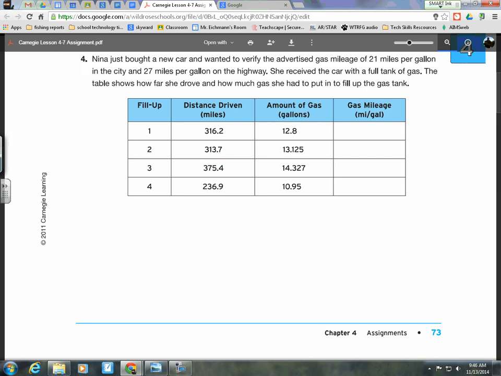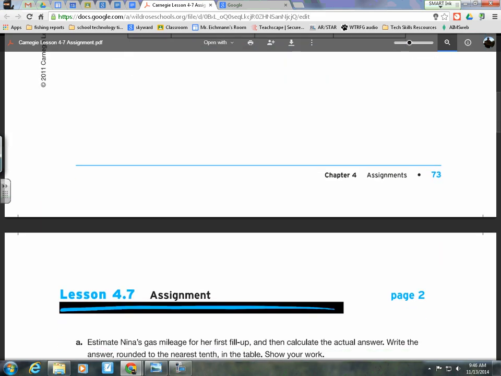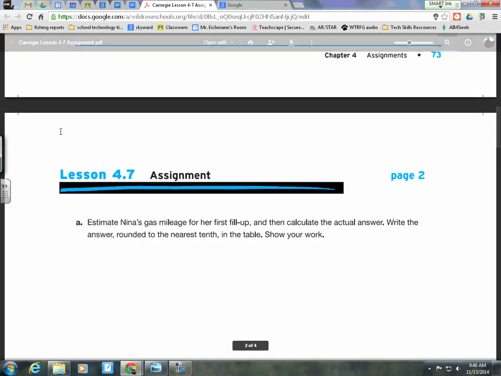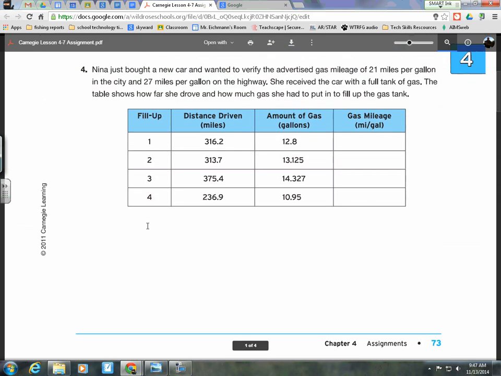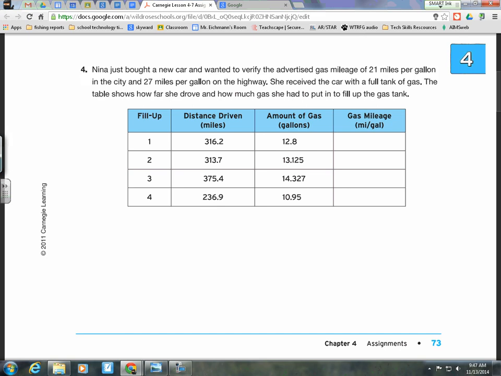Now, this whole packet is spent filling in these blanks right here, right here, right here, right here. Okay? That's it. Question 4A says, estimate Nina's gas mileage for her first fill-up. Then calculate the actual answer. Write the answer, rounded to the nearest tenth, in the table. So 4A, you're finding the answer and putting it there. 4B puts the answer there. 4C puts the answer there. 4D puts the answer there.